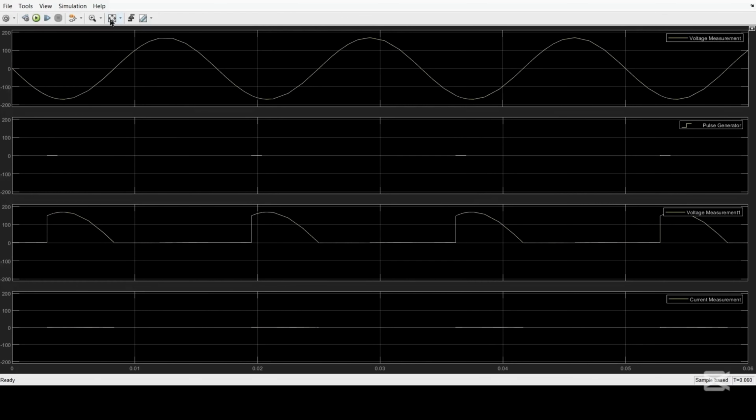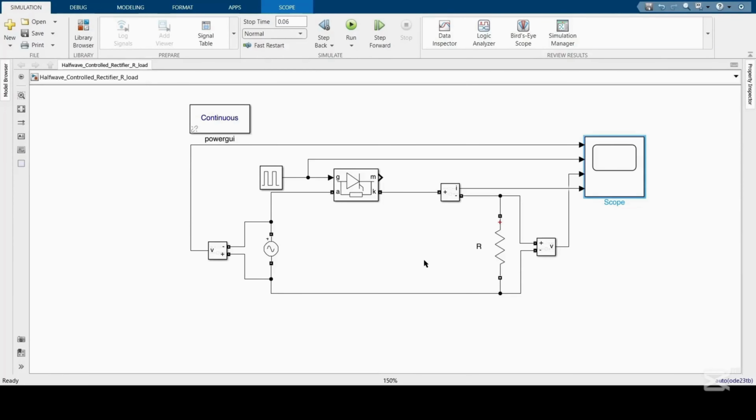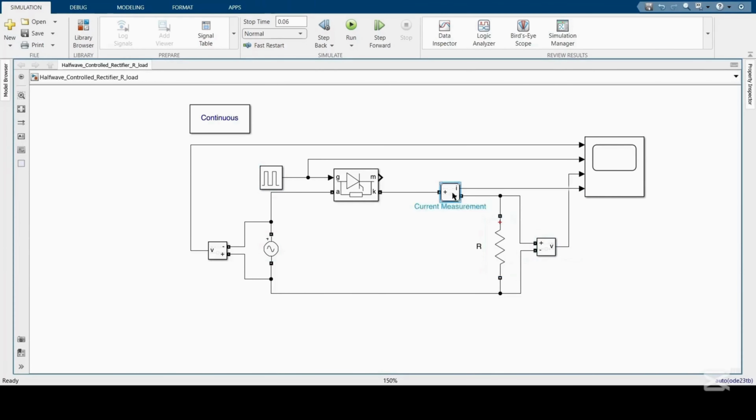This type of controlled rectifier is widely used in dimmers, adjusting light brightness, motor speed controllers, controlling speed by adjusting power input, and DC power supplies, providing variable DC voltage from an AC source. And that's how our half-wave controlled rectifier works. We saw how each block contributes to the simulation and how the thyristor provides control over rectification.